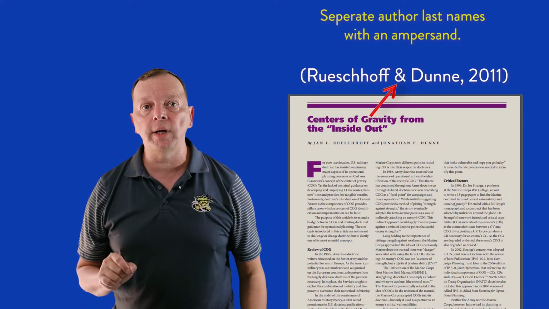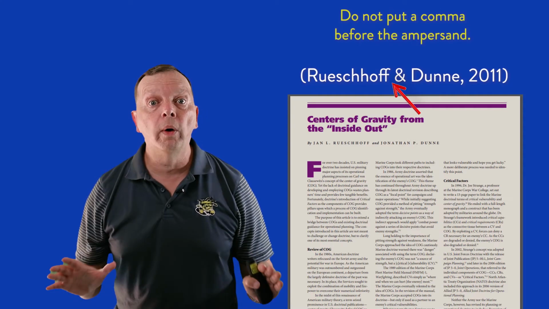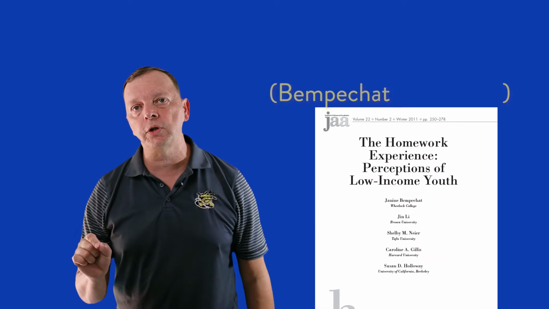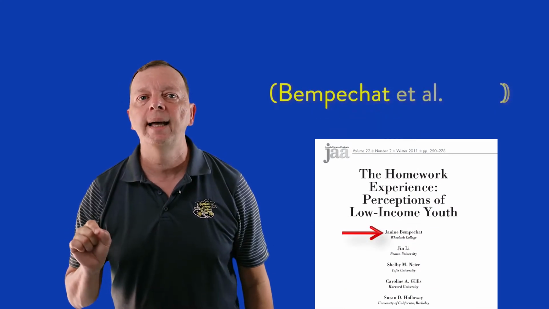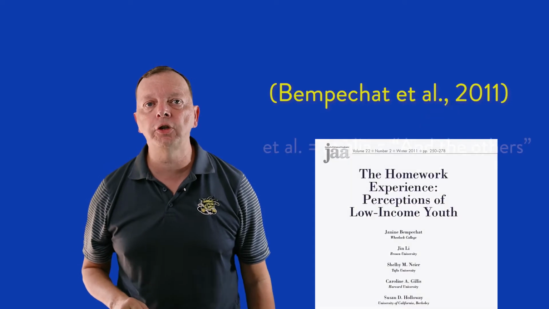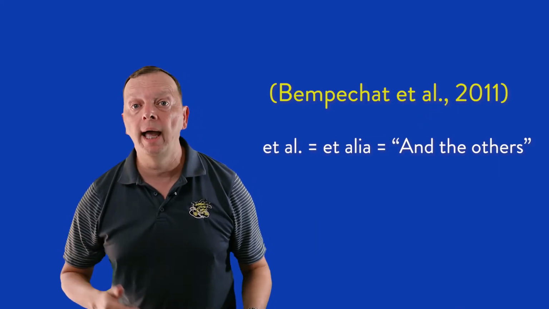Now, unlike the reference citation, you will not use a comma before the ampersand. So, what if there's more than 2 authors? This becomes really easy. You list the first author and then put et al. Period, then place a comma and then the year of the publication. Et al. is an abbreviation of the Latin term et alia, which means and the others.